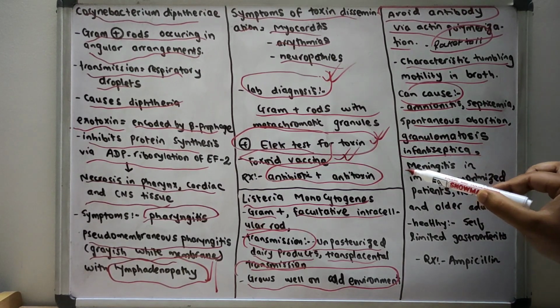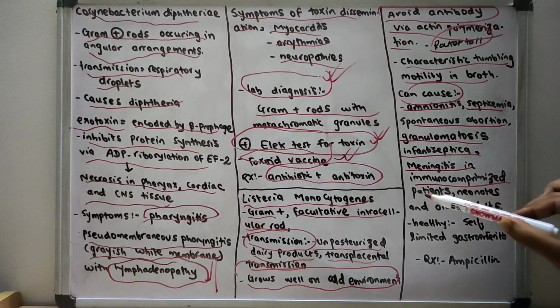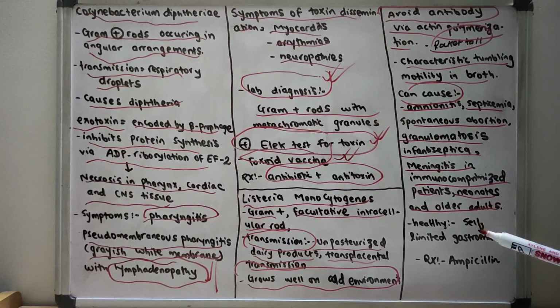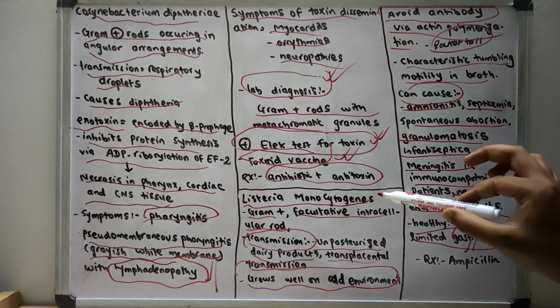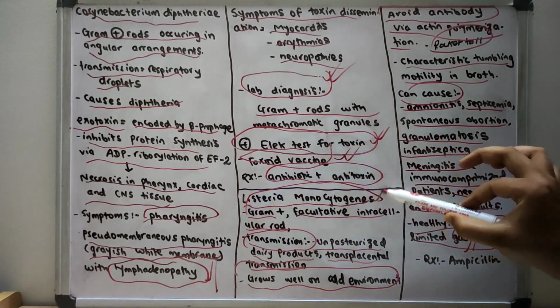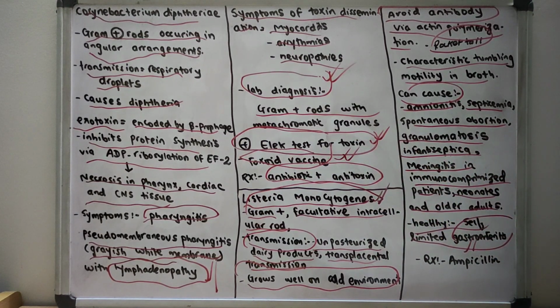infantiseptica, and meningitis in the immunocompromised patient, in the neonates and in the older adults. But if we look at healthy adults, self-limited gastroenteritis can occur. Self-limiting gastroenteritis occurs in the person with Listeria monocytogenes who has a healthy immune system. The Listeria monocytogenes can be treated with the antibiotic ampicillin.